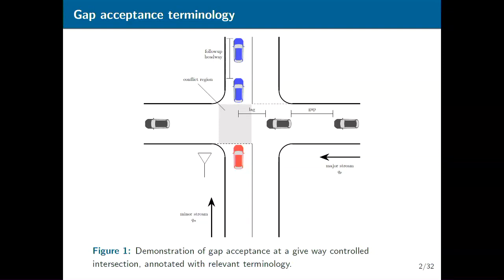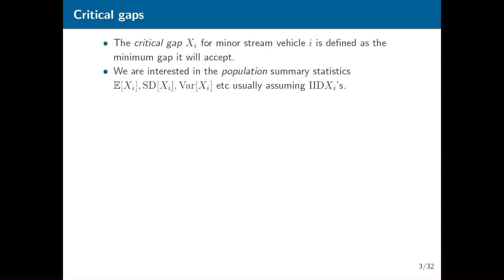Or you can have cases where the gap is sufficiently big, so you have more than two vehicles entering in the same gap in a follow-up process, which is the blue vehicles at the top over there. One of the most important parameters is called the critical gap, which for a vehicle is defined as the minimum gap that it will accept to perform its maneuver. It's not directly observable. We only measure the accepted and rejected gaps, and that's why there's interest in estimating it.